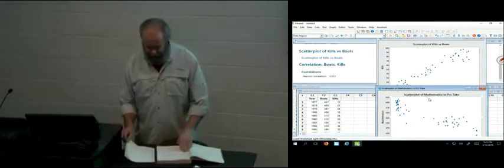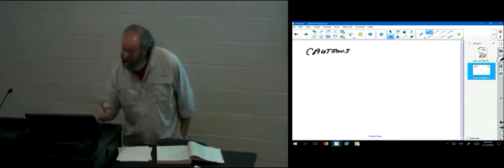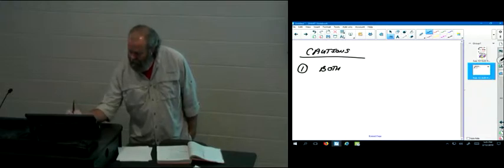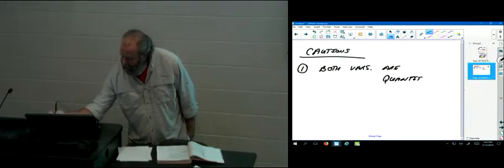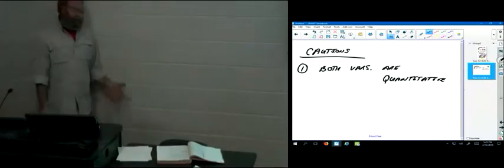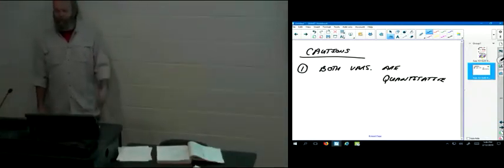Okay? Now, with that said, back here, I'm going to call them cautions, warnings about calculating and using the correlation. So these are cautions about the correlation. One, both variables are quantitative. I had said that out loud last week. I don't know if I wrote it, but I had said it out loud. You cannot calculate the correlation between, let's say, a quantitative variable and a categorical variable. There's no way to calculate the correlation between somebody's gender and their yearly income. I've got a whole problem getting that M and F in there, right? Both the variables need to be quantitative.